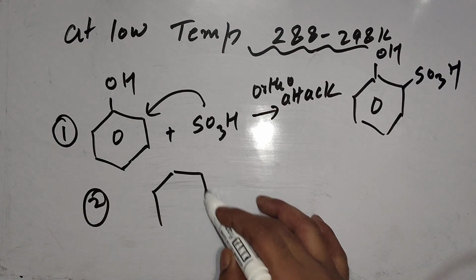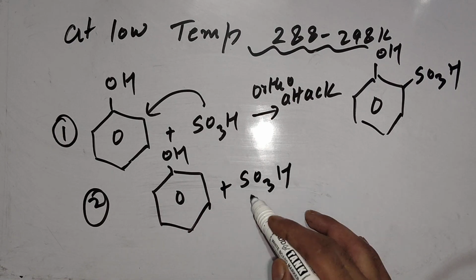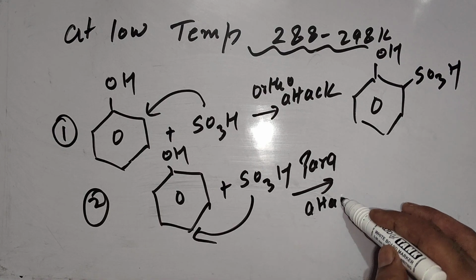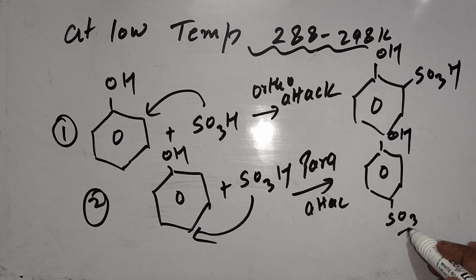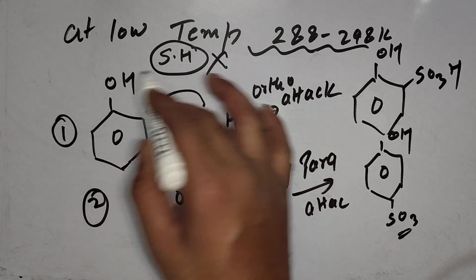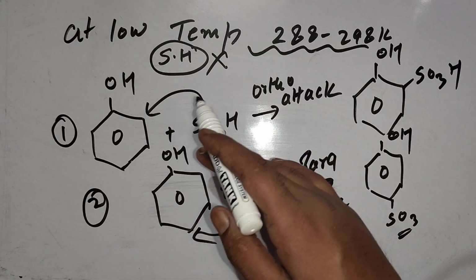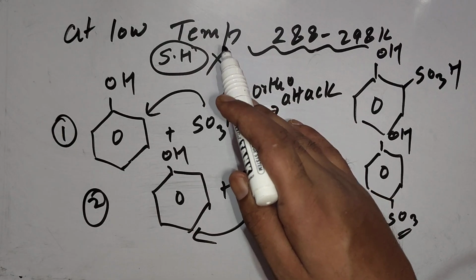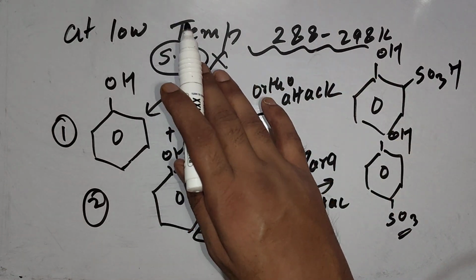And one reaction I am writing is this one, para attack. So the para substituted product will be generated, this one. Now, as I already said, we don't have to consider steric hindrance, so you will not answer according to steric hindrance. Nobody will say that here we have steric hindrance, so that reaction will be slow and this reaction will be fast. At low temperature, we don't have to consider steric hindrance.